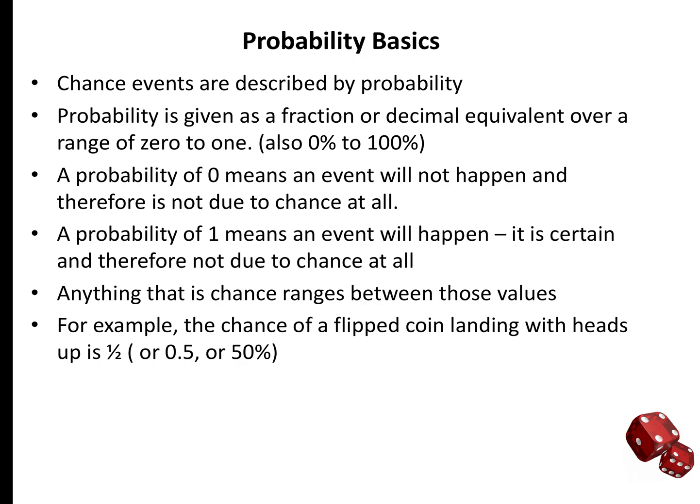So probability goes from 0 to 1, or 0% to 100%. Probability of 0 means that an event will never happen. Probability of 1 means that it will always happen. Anything in between gives you the probability of what will happen. So with a coin flip, the chance of it landing on heads is 0.5 or 50%. So 50% of the time you flip a coin, you're likely to get heads.